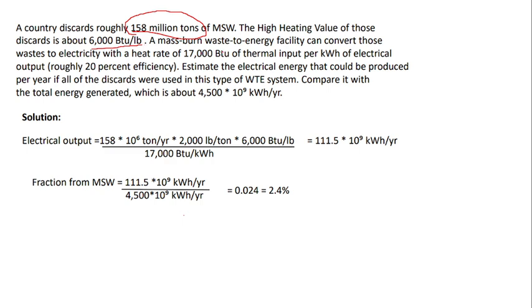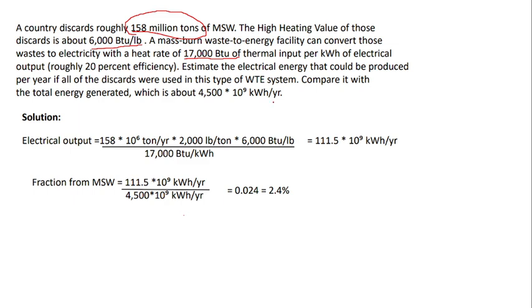And then the waste to energy facility can convert those wastes to electricity. So these wastes can be burned and this energy from this waste can be converted into electricity. That electricity produced from the waste is at the heat rate of 17,000 BTU of thermal input per kilowatt hour of electrical output. Okay. So you are supplying 17,000 BTU input energy for every 1 kilowatt hour of electrical output. If we want to get 1 kilowatt hour of electrical output by burning the waste, we are giving the input energy of 17,000. Okay, roughly this is only 20 percent.